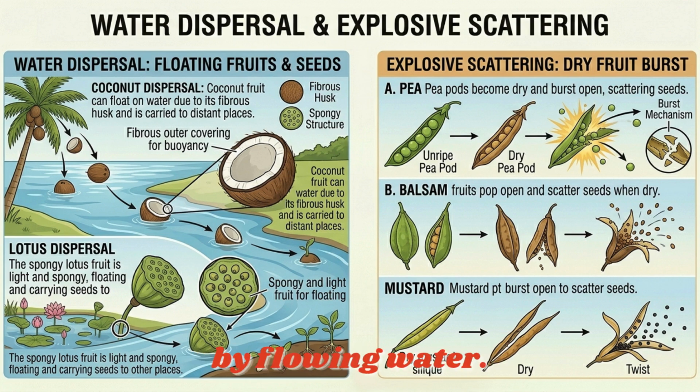Explosion. Fruits like pea, balsam and mustard burst open when they become dry. These seeds pop out and get scattered away from the parent plants.